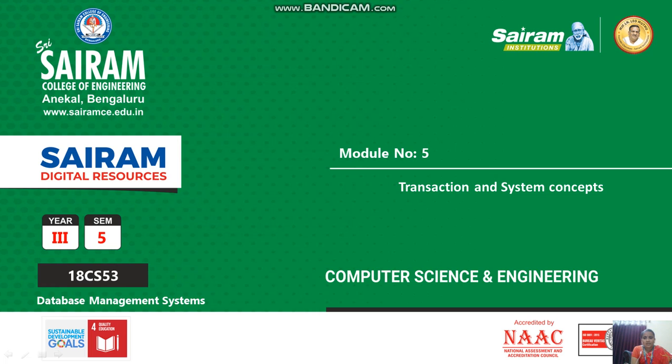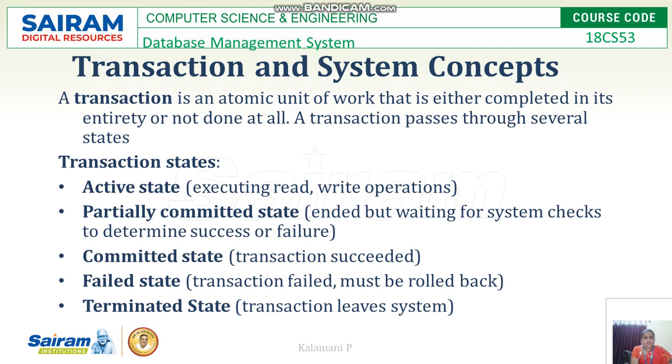Dear students, today we are going to discuss some more concepts about transaction and system concepts. A transaction, as we have already seen, is an atomic unit of work that is either completed in entirety or not at all. Completely it should be performed, or nothing should be performed.